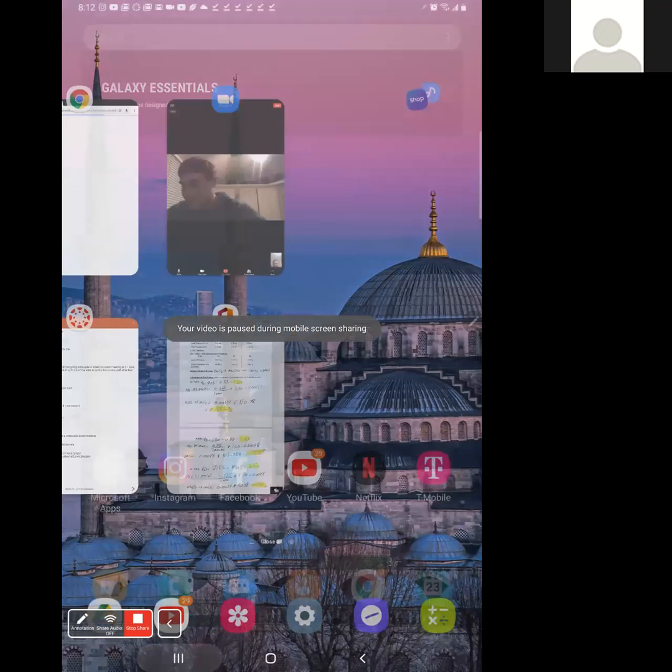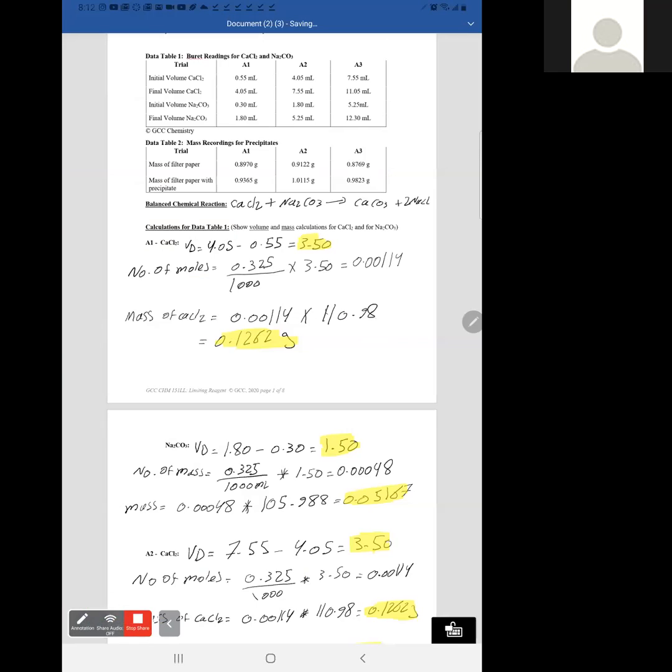All right, and then we are gonna get started on the limiting reagents. This is group 2. Okay, so Adam is gonna start with the first part. I'm gonna do the second part.